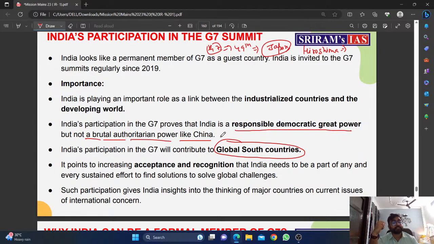So G7 points out increasing acceptance and recognition that India needs to be a part of every sustained effort to find a solution to solve the global challenges. Now, such a participation gives India the insight into linking of major countries on current issues or international concerns.